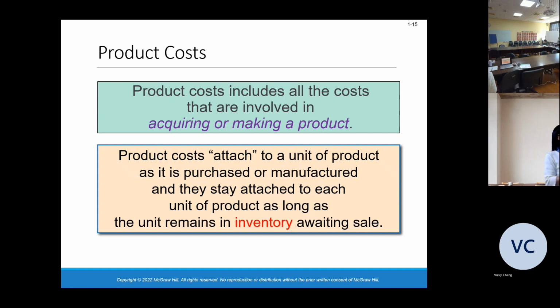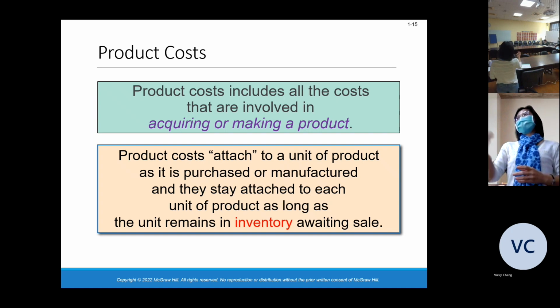Okay. So product cost includes all the costs that are involved in acquiring or making a product. So for a manufacturing company, the costs associated with making that product are product costs. So that's for your stones. You buy that from a source, a very ethical one, and you have to pay for the shipment. So that is included in your product. So that is the product cost, because it is required to acquire the product.